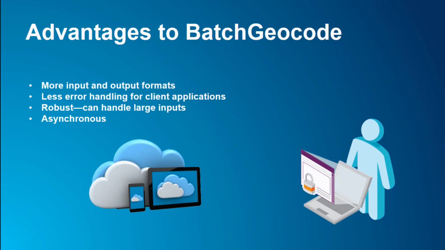Now there are obviously advantages to using BatchGeocode. There are more input and output formats, so it's not just JSON in, JSON out. It's got less error handling for client applications, so it's got retry logic built in. Basically the only responsibility of the client is to call the API with the table and the geocoding service that you want to hit, and you let the API do the rest. So no matter how big it is, you don't have to chunk your table and send off different amounts of records to the API. It's robust, so it's meant to handle large inputs, and it's asynchronous.